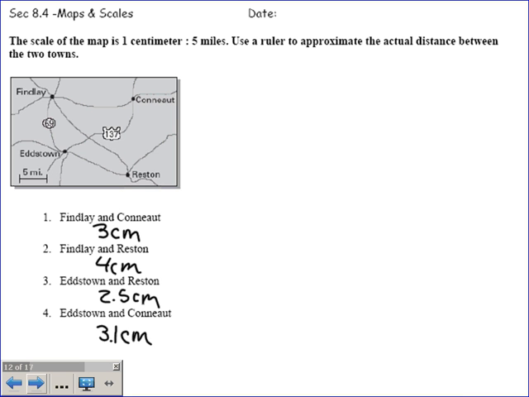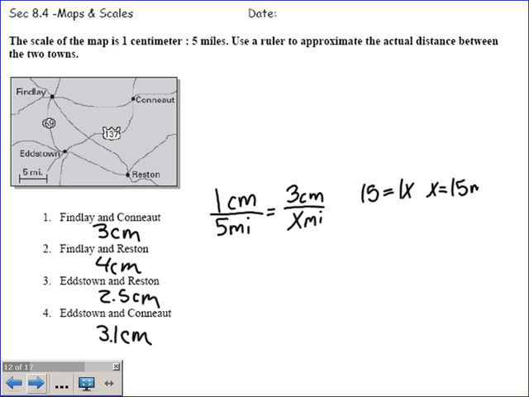That's fine. So here's how we're going to work this out. If we know that 1 centimeter is representing 5 miles, and miles can be abbreviated MI, you can set up a proportion here that says this is 3 centimeters over x miles. What you do is you'll cross multiply, you'll divide by 1, so you'd have 15 equals 1x, or x equals 15 miles. Make sure to circle your answer. I need you to show your work with this.